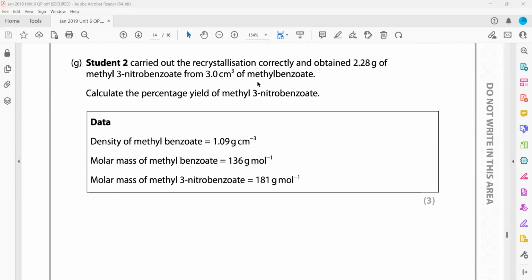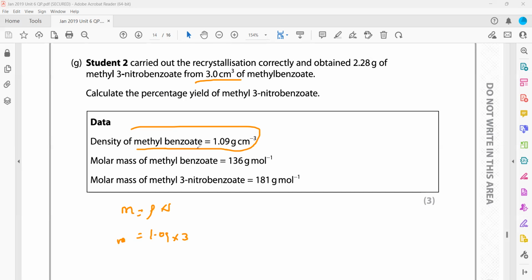A student carries out the recrystallization and obtains 2.2 grams of methyl 3-nitrobenzoate from 3 cm cubed of methyl benzoate. Calculate the percentage yield. So first we'll find the mass. The methyl benzoate density is given and the volume is given. So mass equals density times volume. That is 1.09 times 3.